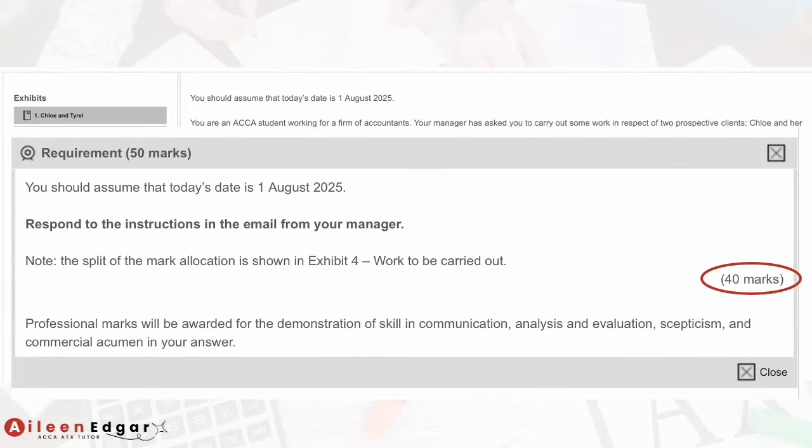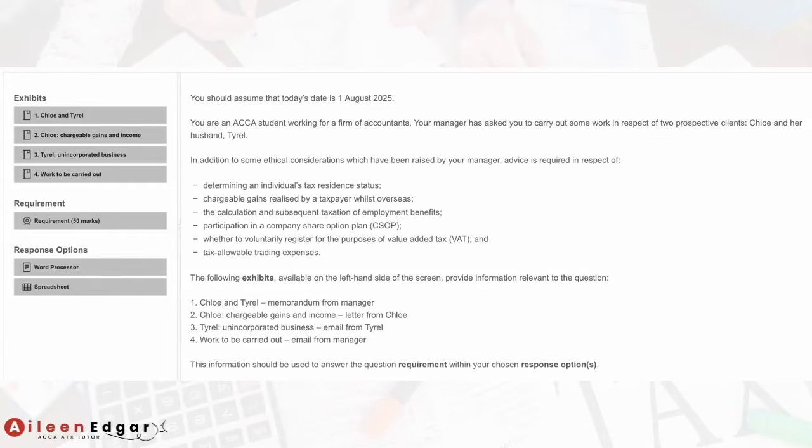What the requirements exhibit does is it signposts us to where to find the more detailed split of our tasks. So where it says the split of the mark allocation is shown in Exhibit 4 for work to be carried out, what we've learned from that is we should be looking at Exhibit 4. So I close down that exhibit and I just return to this main screen here.